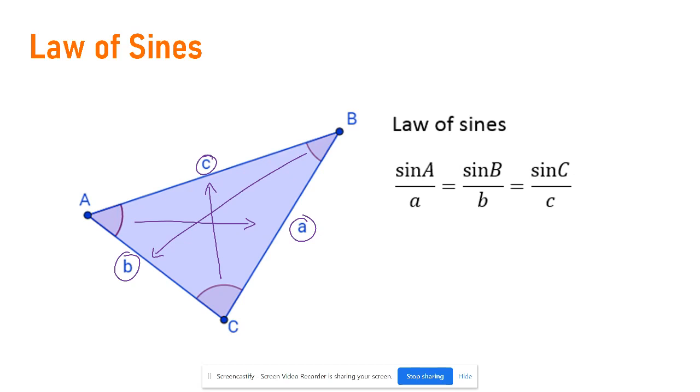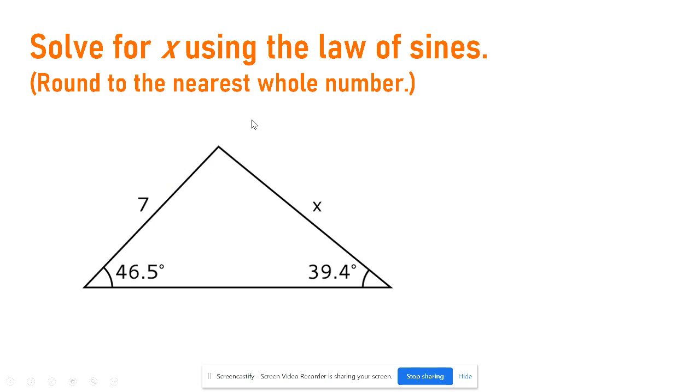So we're going to do some examples here where you can see how to use this to solve for missing sides and angles. So here's the first example. It says solve for x using the law of sines. We've got to round to the nearest whole number, so we'll expect to get some kind of decimal out of this. So what we want to do is match up the angles and their opposite sides. So 46.5 matches up with the x, and 39.4 matches up with the 7.